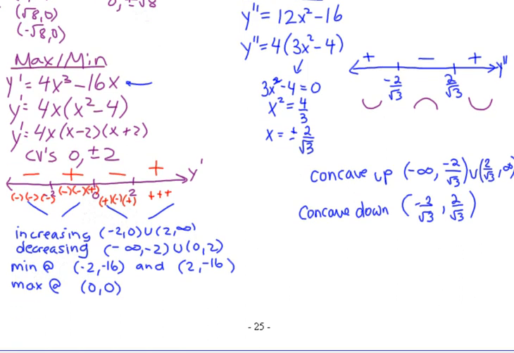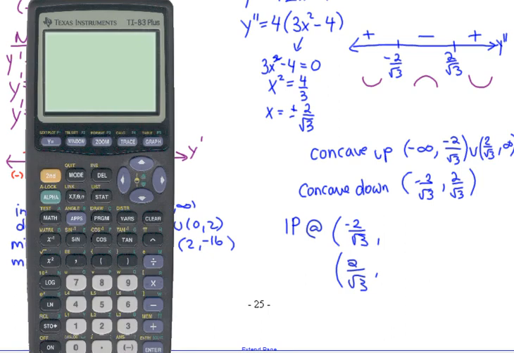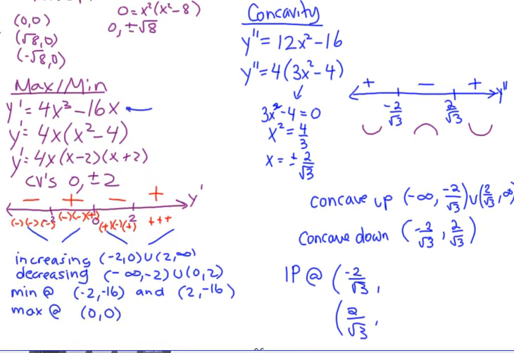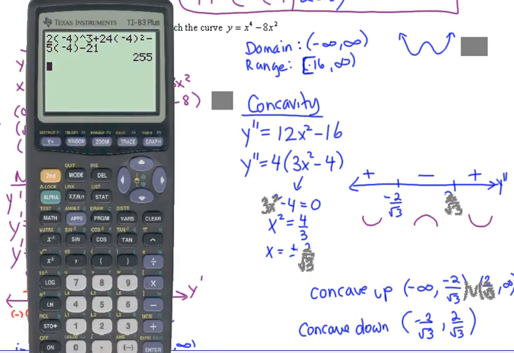All right, inflection points. Where are my inflection points? Negative 2 over root 3 and 2 over root 3. We have to plug those in. We need to plug this into our calculators. Someone's got to do it. Okay, well, it's really easy. It's a small function. Let's just store this function, right? So I'll go.